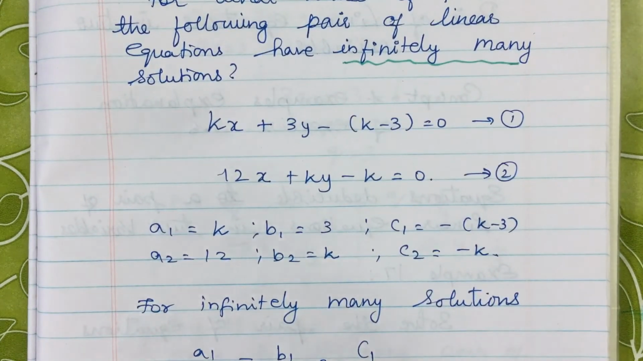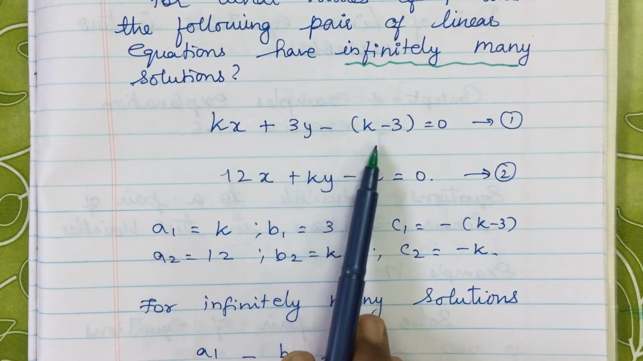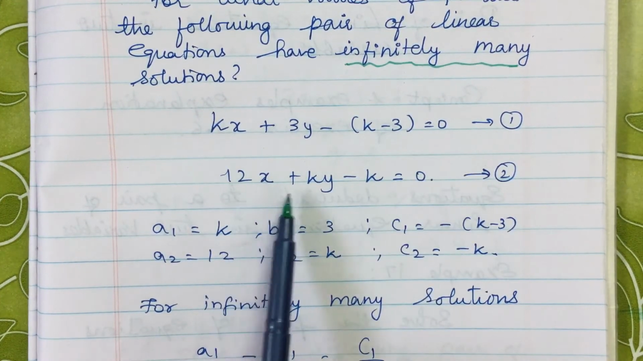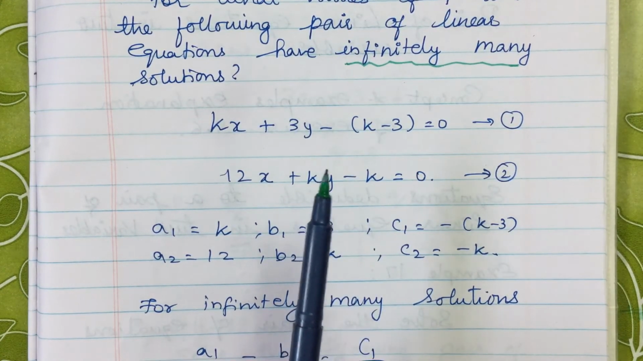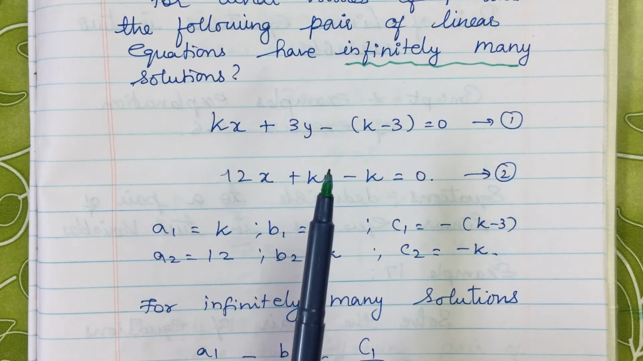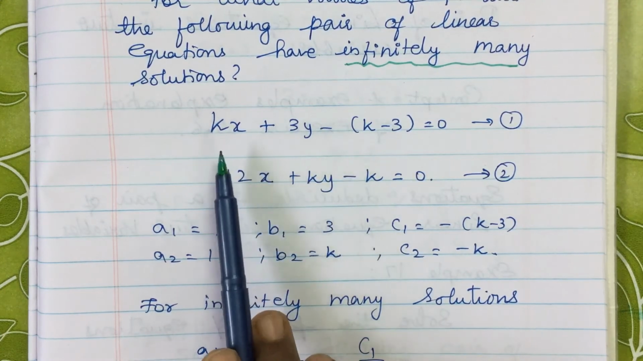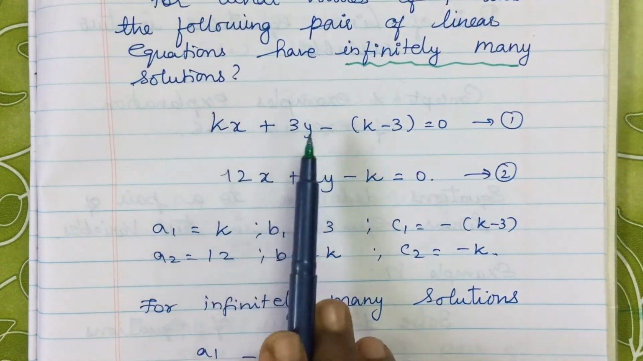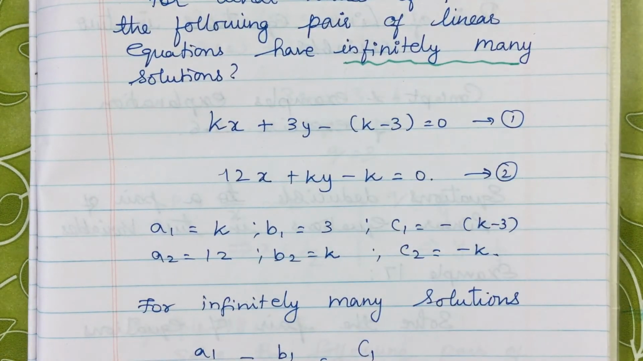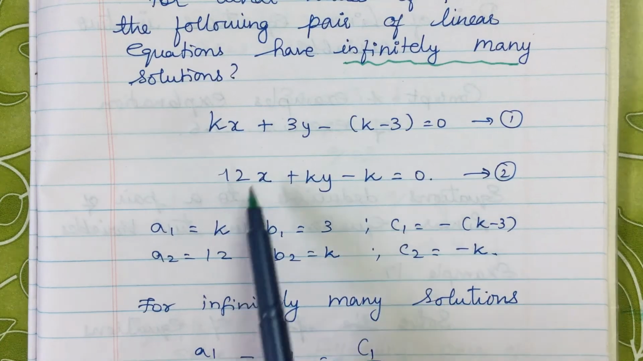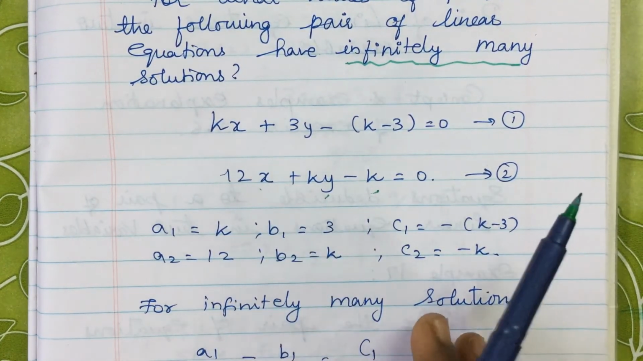So these are the equations given in the problem. kx plus 3y minus (k minus 3) equal to 0, and 12x plus ky minus k equal to 0. The first step is to check whether the x and y variables are written in the correct generalized format. Here x has some coefficient, y has some coefficient, and k and 3 you can consider as constant terms. Similarly here, some x, some y, some constant. So the equations are in generalized form.